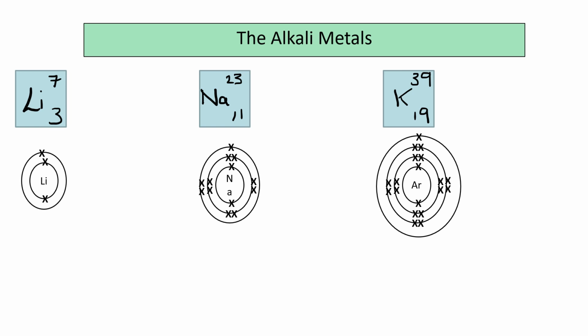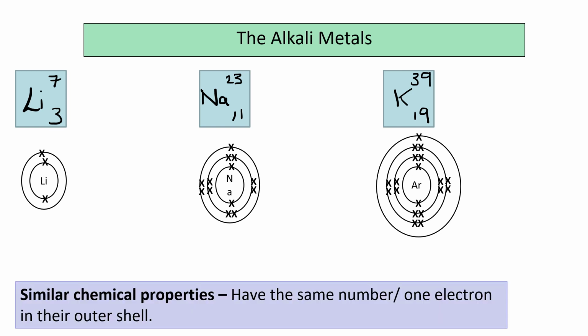What do you notice they all have in common? That's right, they have 1 electron in their outer shell. And that's really important because it influences how they react. It means that they all behave in very similar ways when reacting with other chemicals. We say that they have similar chemical properties, and that is because they have the same number, 1 electron, in their outer shell. This is a really common question, and I recommend you write this down.